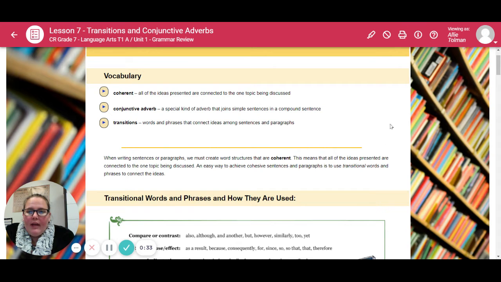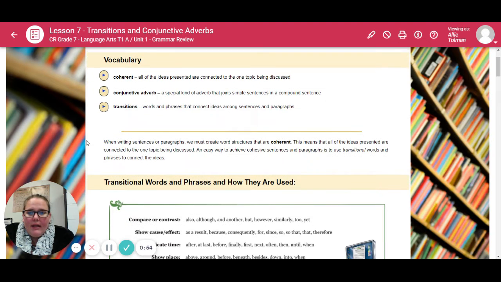So starting out, we have coherent, which is all of the ideas presented are connected to the one topic being discussed. A conjunctive adverb, which is a special kind of adverb that joins simple sentences in a compound sentence. Transitions are words and phrases that connect ideas among sentences and paragraphs.